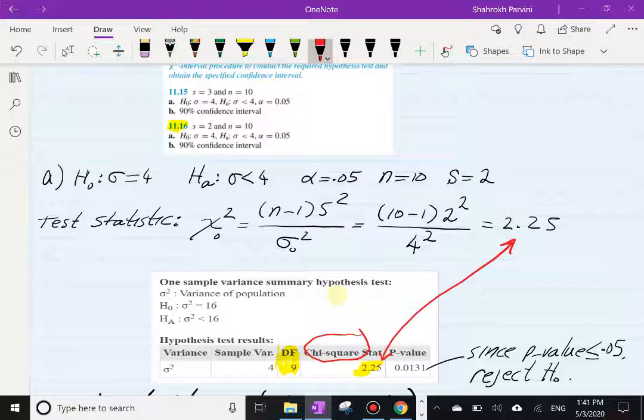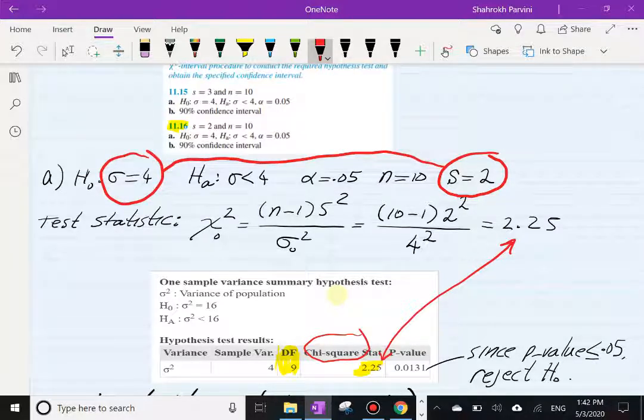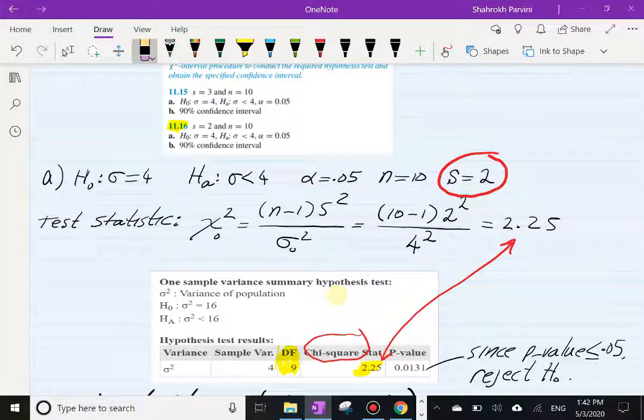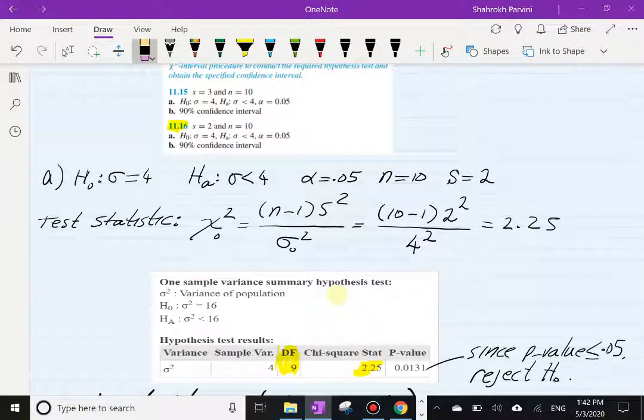And you can see that. Look at the sample deviation and look at the hypothesized deviation. They're pretty different, aren't they? They're quite different. Standard deviation is half that of what the population claims it to be. Okay. All right. So just wanted to point that out. And let me clear these up.